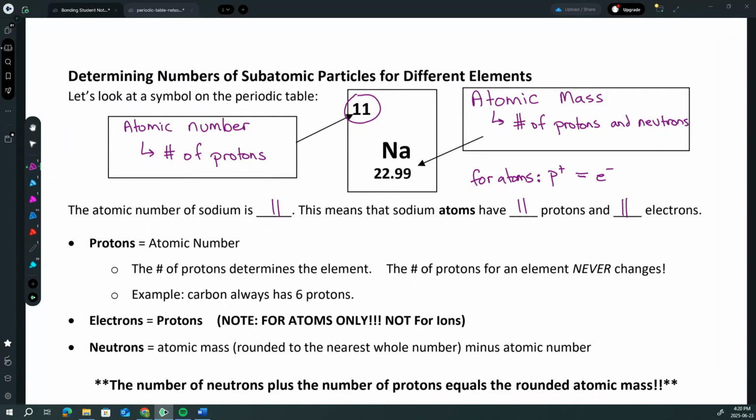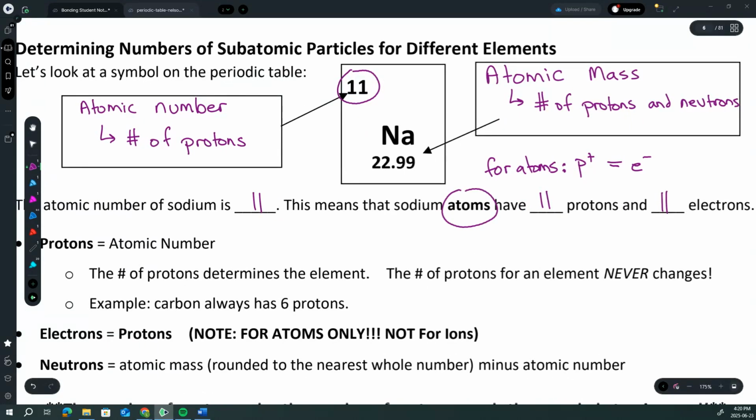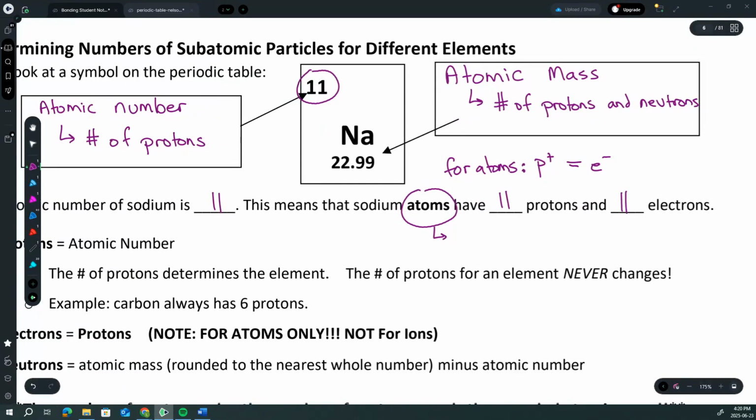Now, the reason why for atoms there is the same amount of protons and electrons is because atoms are neutrally charged. So we want the same amount of positive charge as negatively charged subatomic particles.